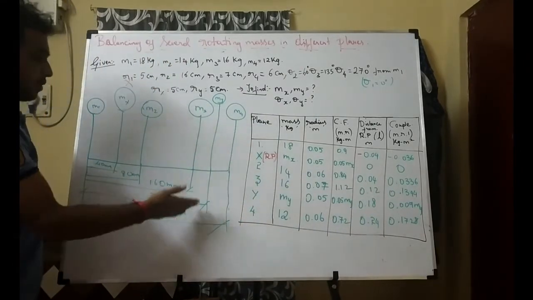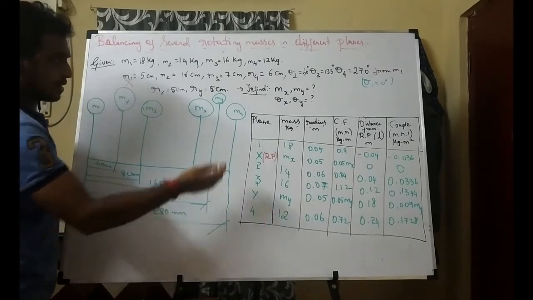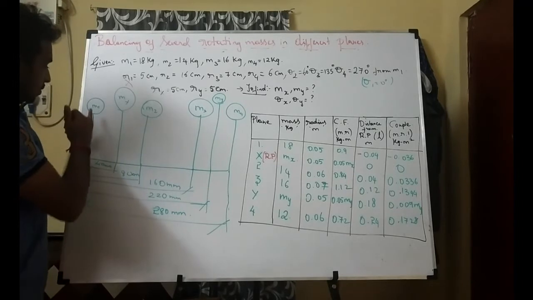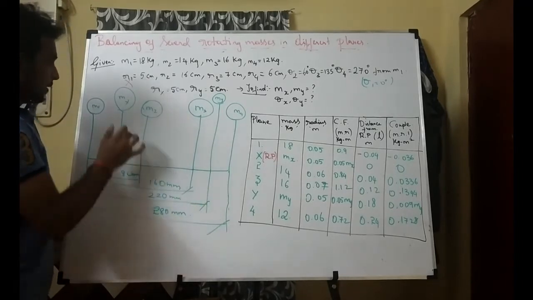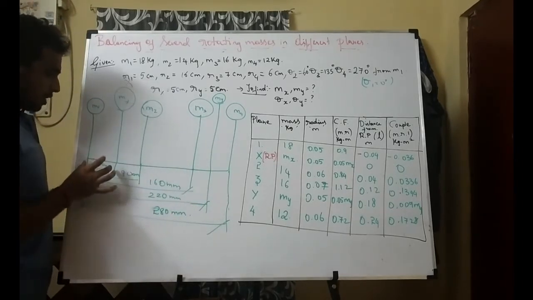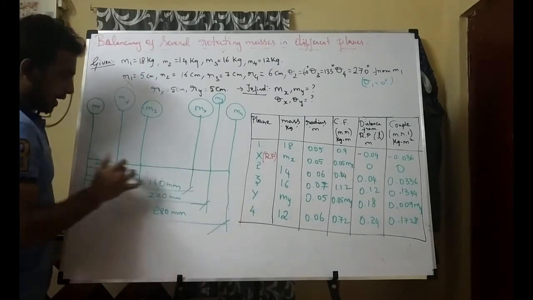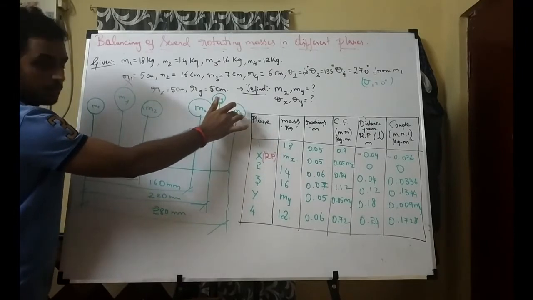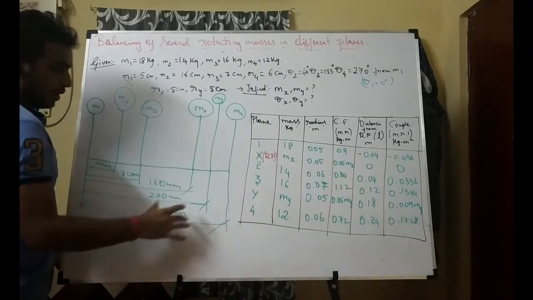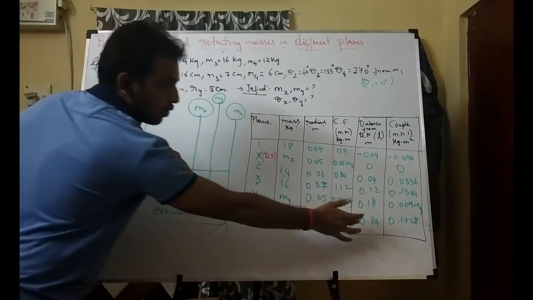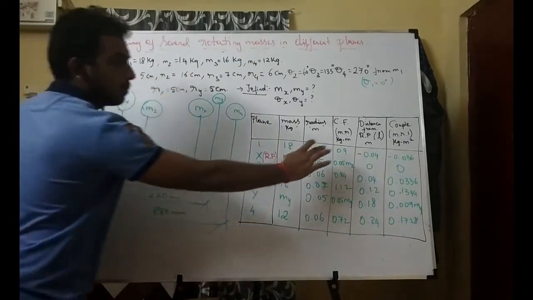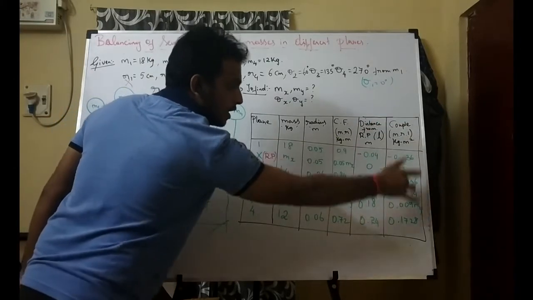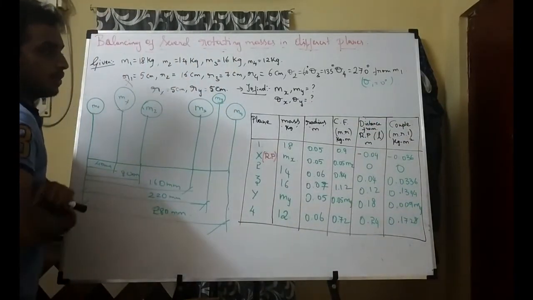For simple calculation, m4 is located at 280 from m1, and the distance between m1 and mx is 40. So the distance between the mx plane and the m4 plane is 280 minus 40, which gives 240 mm, that is 0.24 meters. Multiplying the centrifugal force values by the distance, we get the couple values.